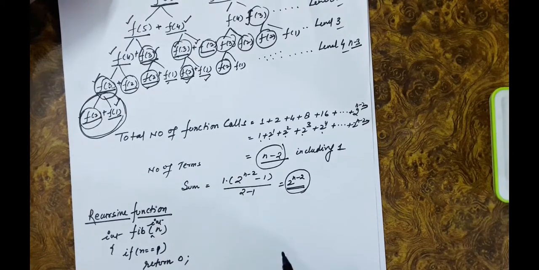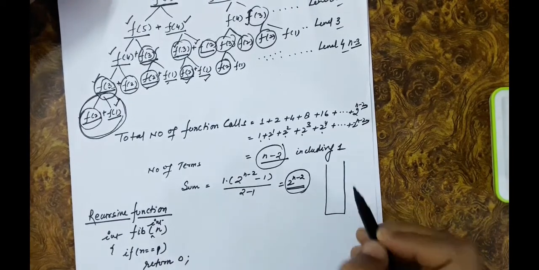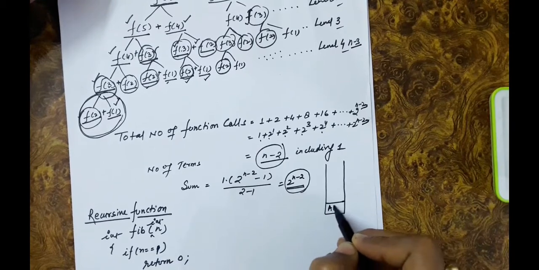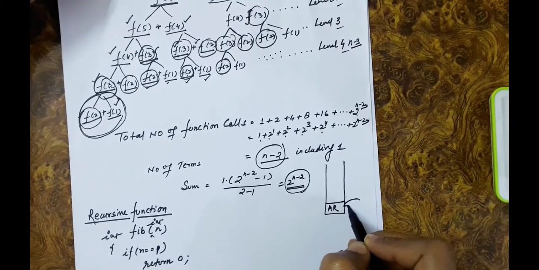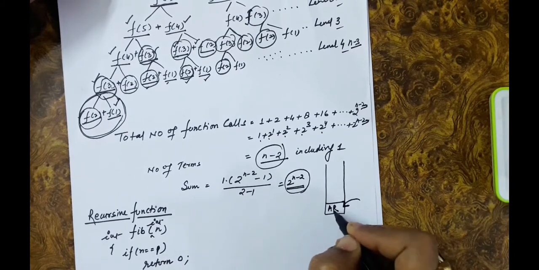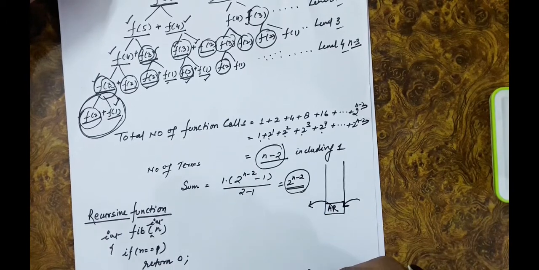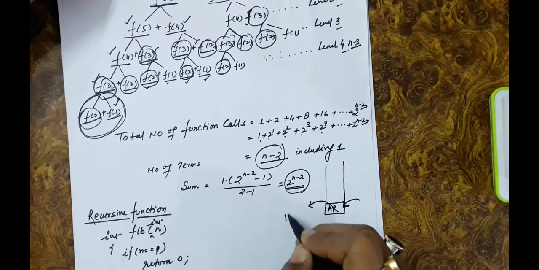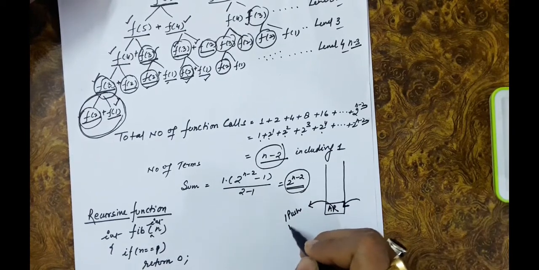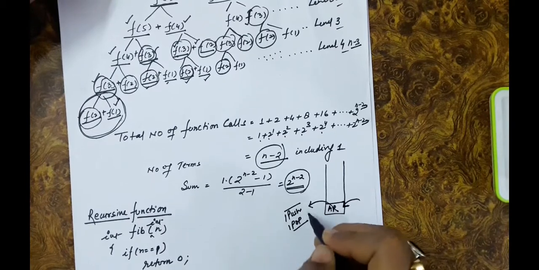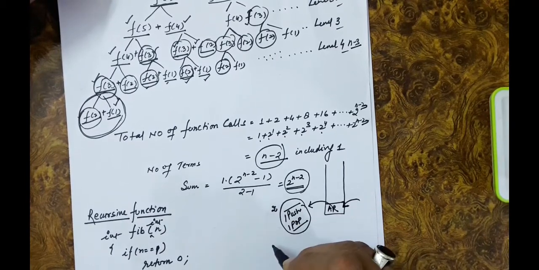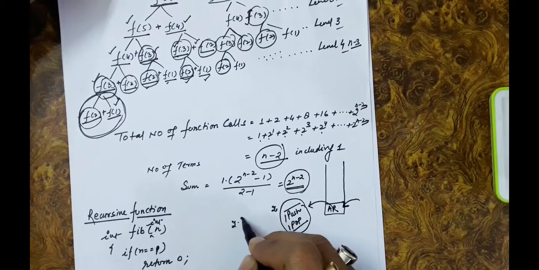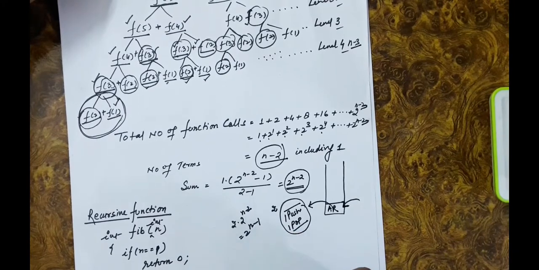For every function call, we are going to create an activation record in the stack region. That activation record will be pushed in, and whenever we return the value from this function, the activation record will be popped out. So for one function call, we do one push operation and one pop operation. The number of operations per function call is 2. So the total number of operations is 2 into 2 raised to the power n minus 2, that is 2 raised to the power n minus 1.